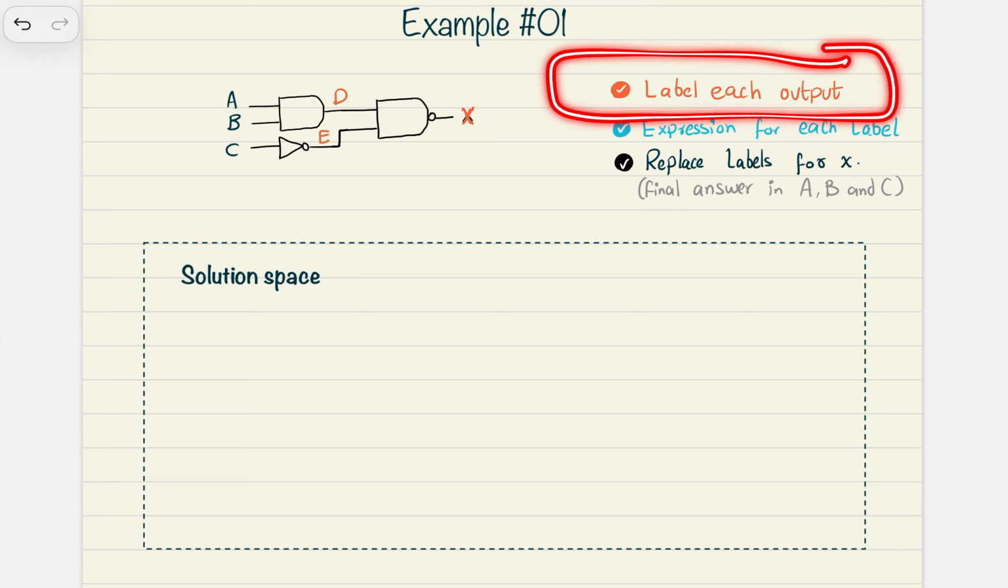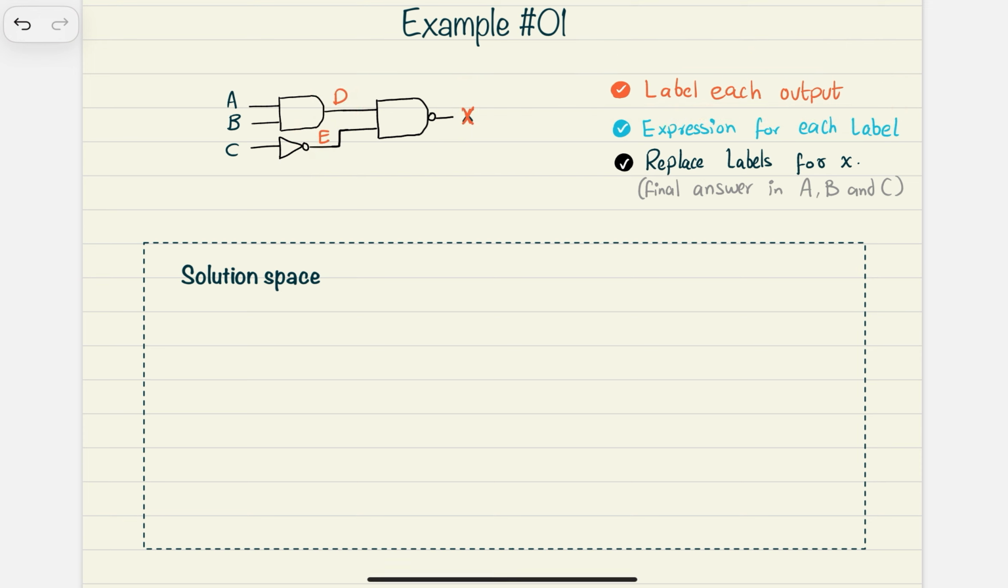This is the first step. We label each output like this: D, E and X, and this needs to be done right after each gate gives an output. This output is of this gate, we label it as D. This output is of this gate, we label it as E. And this output is of this gate, we label it as X.